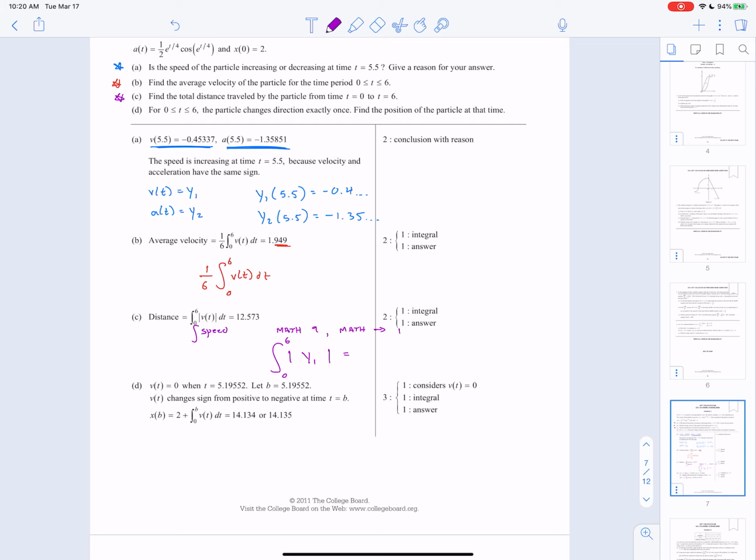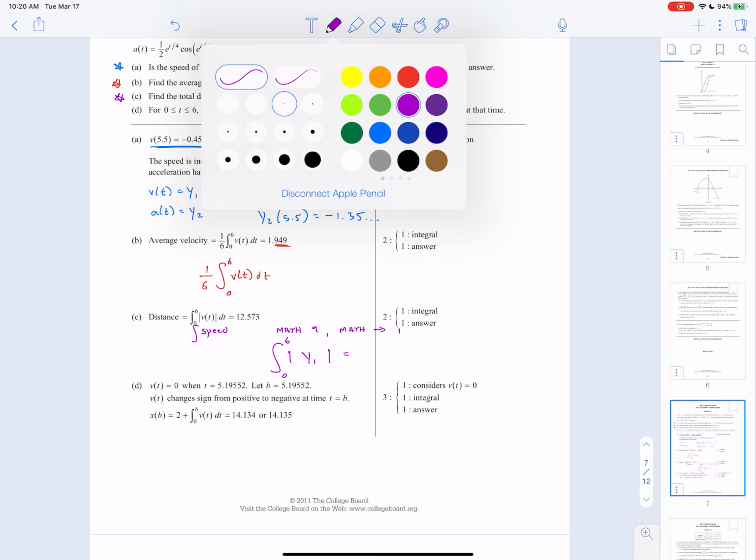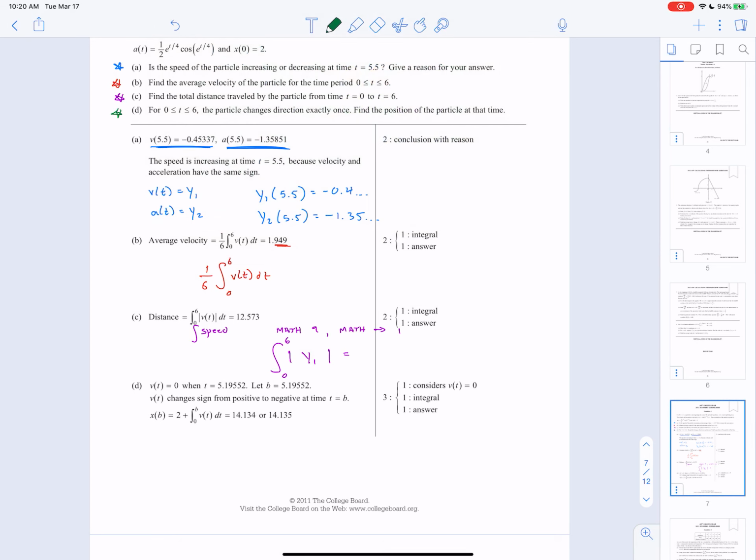And here's the last one for 0 to 6 in part D. The particle changes direction exactly once. So remember, here we have to figure out when this particle changes directions, okay? So we know that the particle will change directions at a critical number, which is basically when your derivative, or in this case, when your velocity is 0. So what you guys would do here on your calculator is you would graph y1. You would graph it, you would fix your window where your x min should be 0, your x max should be 6.